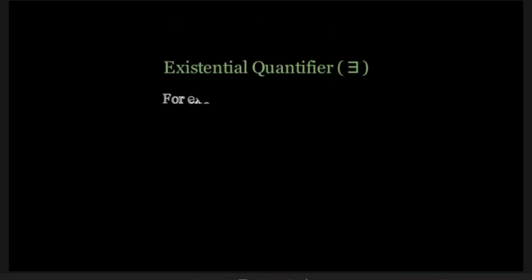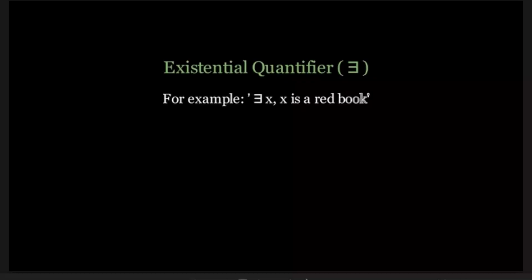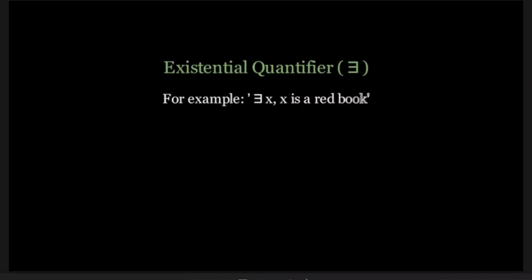Now let's talk about the existential quantifier. This symbol, called the existential quantifier, is used when we want to express that at least one item in a group has a certain property. We read it as "there exists at least one element which satisfies the property of being a red book."